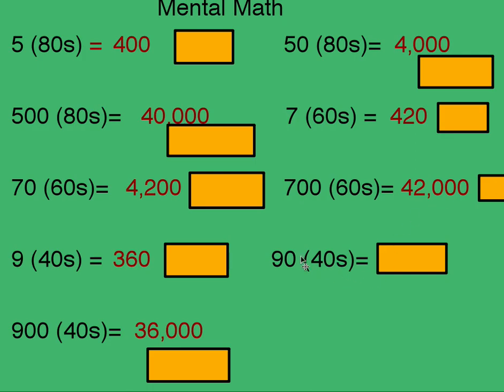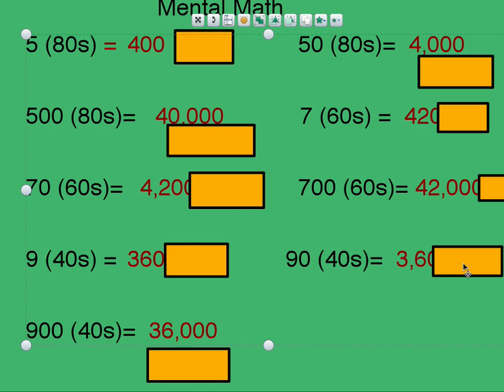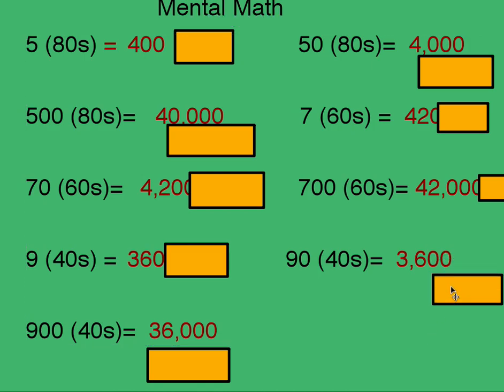90 times 40, 9 times 4 is 36. And we add 1, 2 zeros to get 3,600.